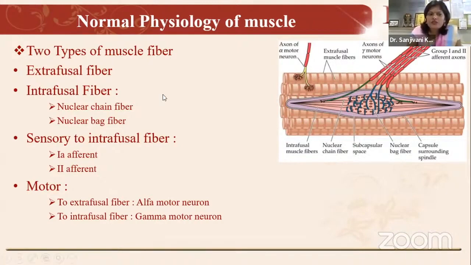In intrafusal fiber, there are nuclear chain fibers and nuclear bag fibers. Now what are the sensory fibers to the intrafusal fiber? There is first the A fiber and second the afferent fiber. Then the motor supply: for extrafusal fiber it is the alpha motor neuron, and for intrafusal fiber it is the gamma motor neuron. So these are the normal physiology. This we all know, so I am just briefly revising before we jump into electrodiagnostic.